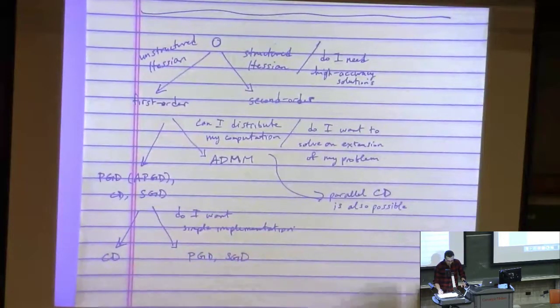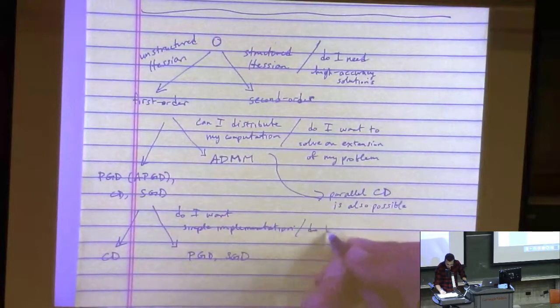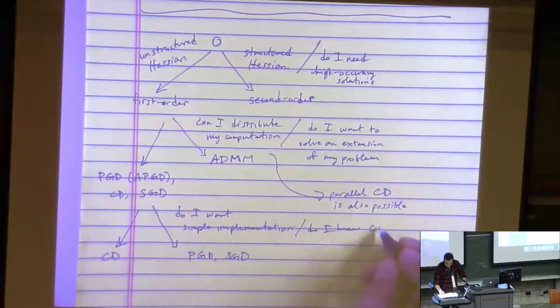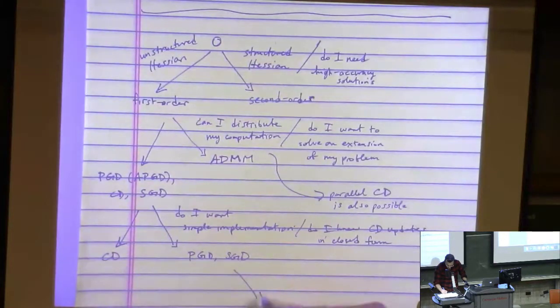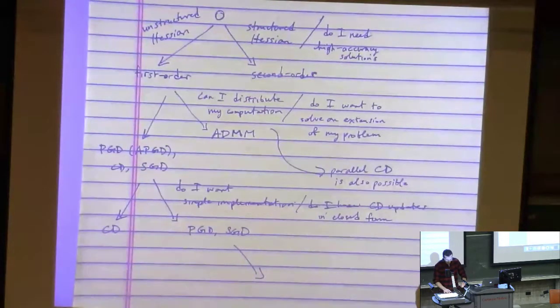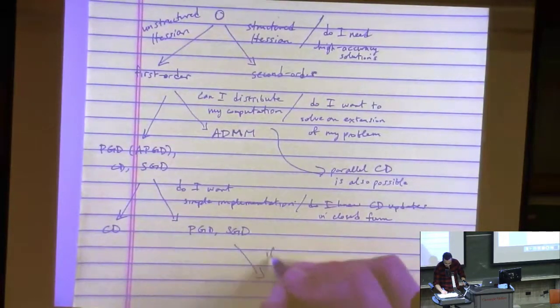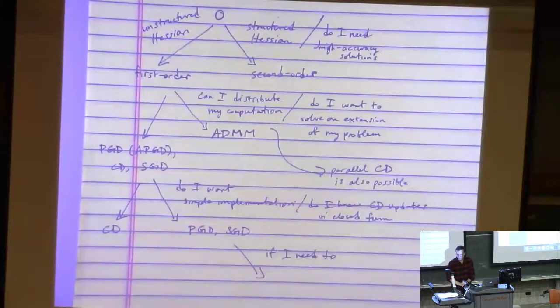And sometimes this is not possible because I just don't know how to derive the coordinate updates, right? They don't have a closed form. So there's another axis: do I know the coordinate descent updates in closed form? And then the last thing is SGD versus projected gradient. That's probably answered by what data set you have, what size data set you have. So I would say SGD if I need to, just because maybe it's too large.